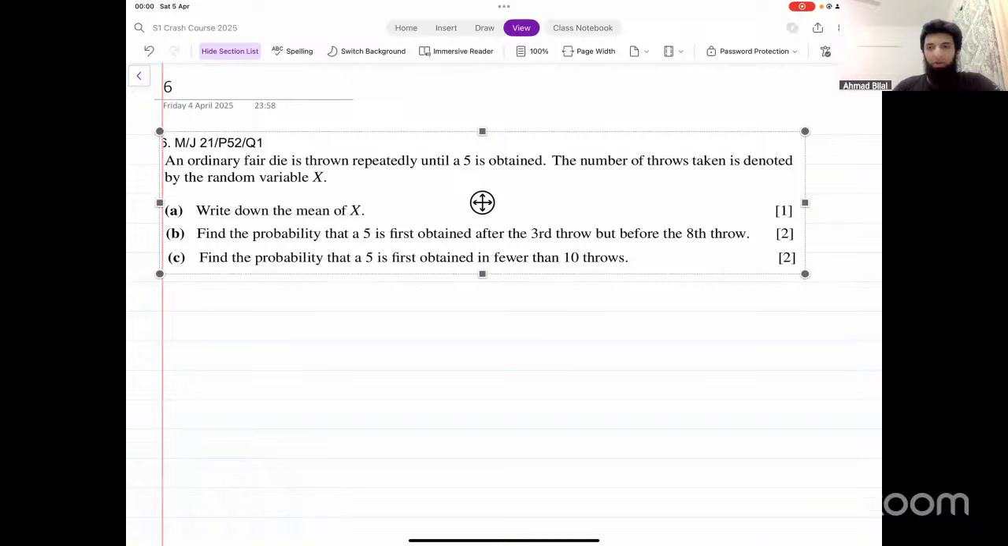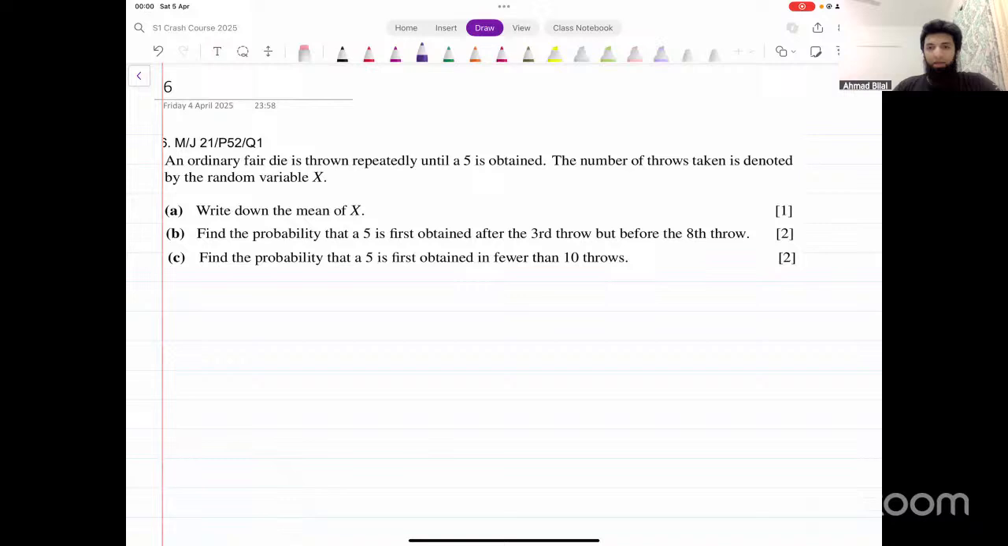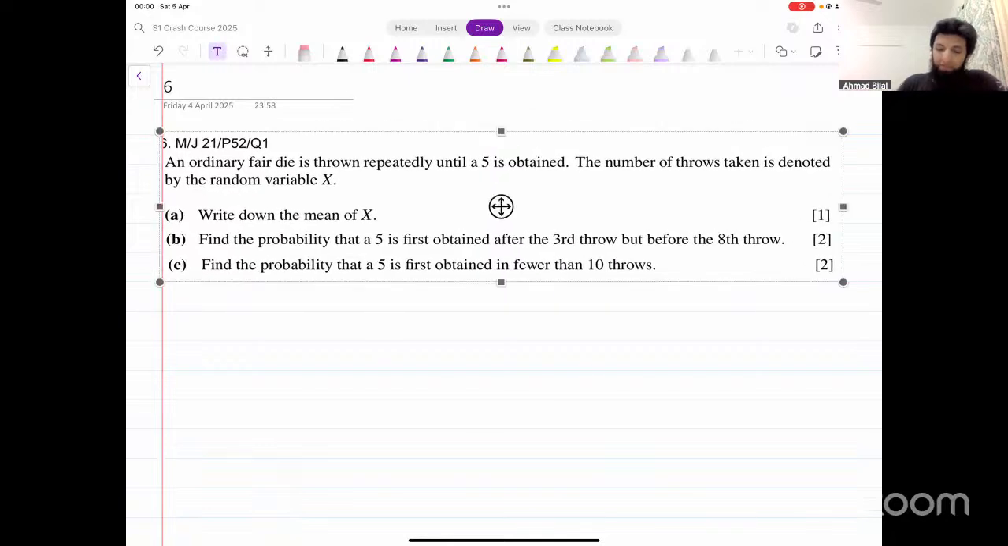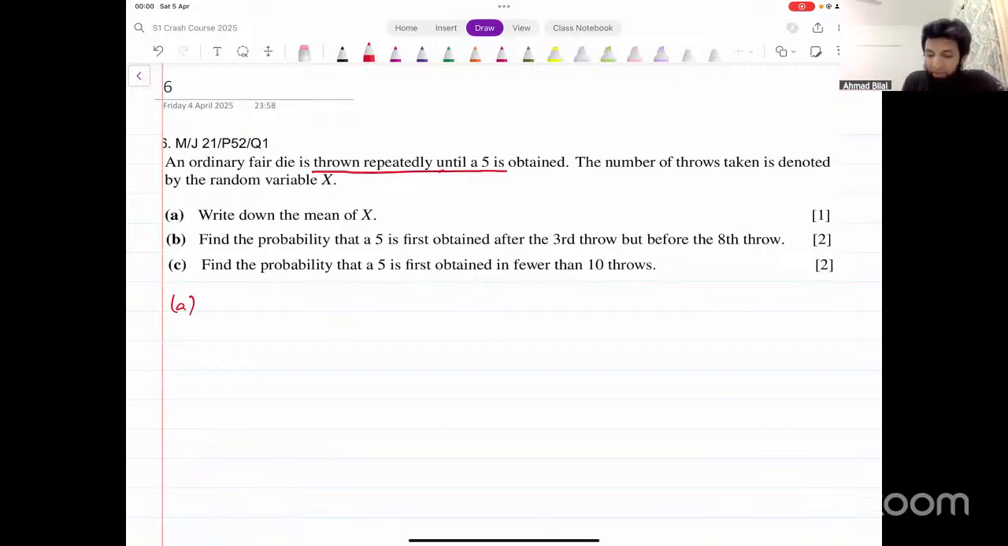Okay, an ordinary fair die is thrown repeatedly until a 5 is obtained. The number of throws taken is denoted by the random variable x. Write down the mean of x. Okay. You are throwing something repeatedly until you get a success, until you get your first success. What does that remind you of?